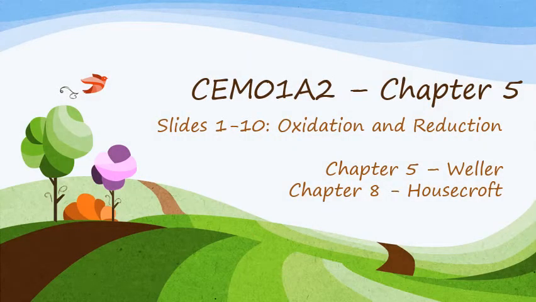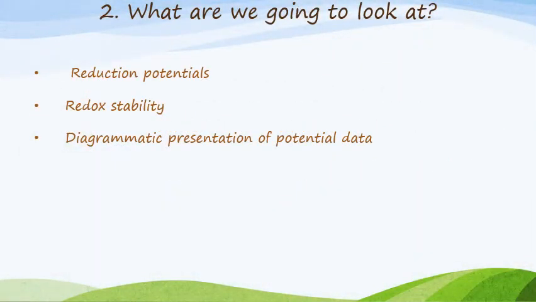This is the first part of the unit on oxidation and reduction. What we're going to look at in this particular unit is a revision of reduction potentials, redox stability, and then we're going to focus our attention on the diagrammatic presentation of potential data.